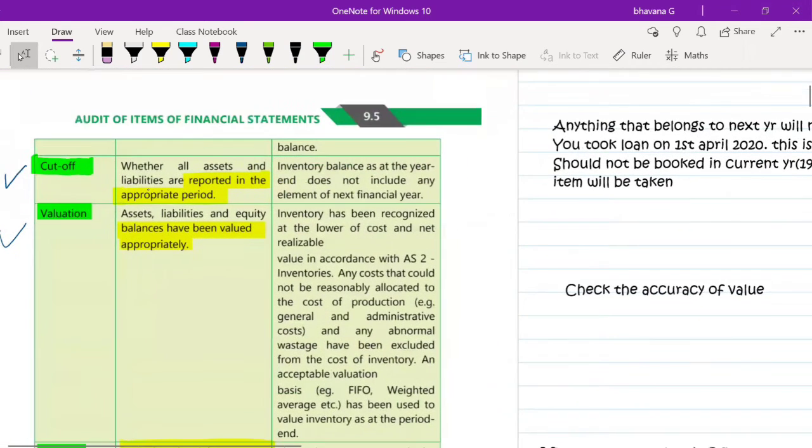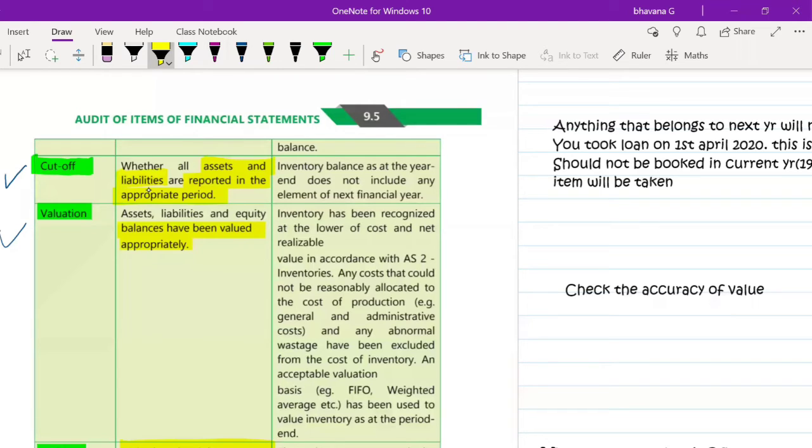Okay. Next is cutoff. Cutoff means all the assets and liabilities which you have reported are in the appropriate period only. That means if this year you have bought a land of 30 crores, you must not show it next year. In the appropriate period, that is in the current year itself, you must show that.